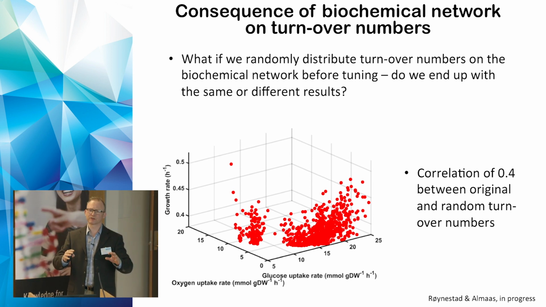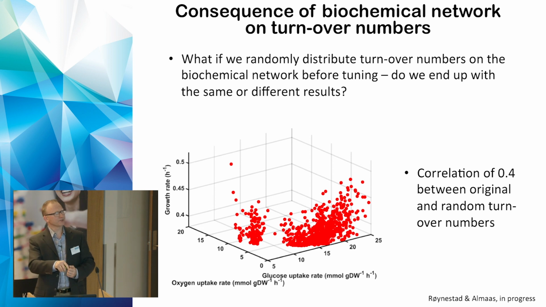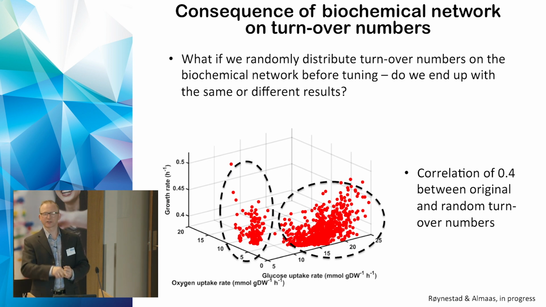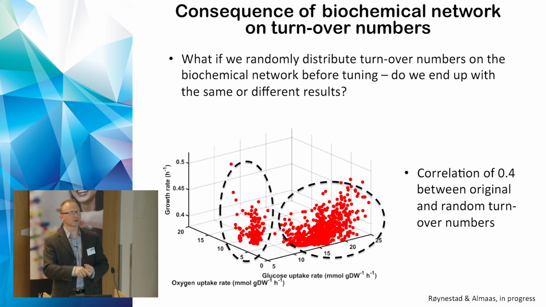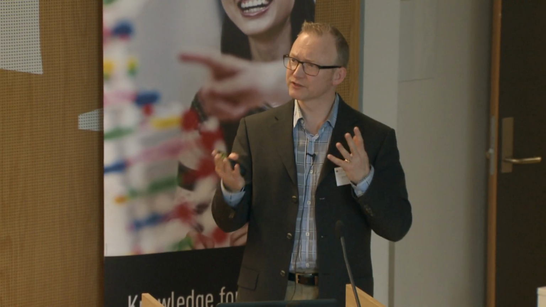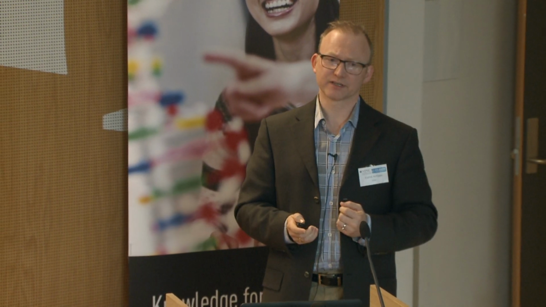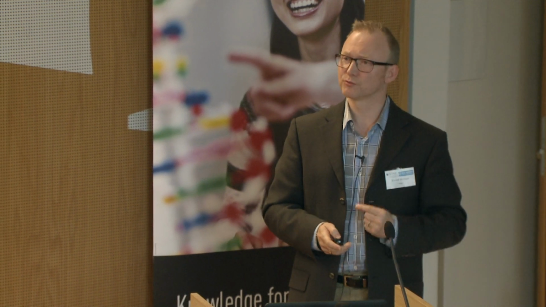We also tested what if we just randomize the turnover numbers. Say, we don't trust any of them, but we put turnover numbers that follow the same distribution that you get from the data set. And you see that it falls into these two different categories that correspond to two different ways of using the metabolic network to about the same growth rates. One is having a high carbon import, and the other has a higher oxygen import. So two different sets of pathways are activated in order for these cells to perform.